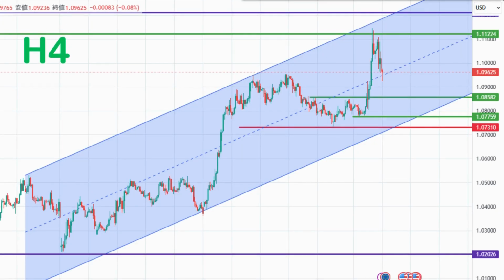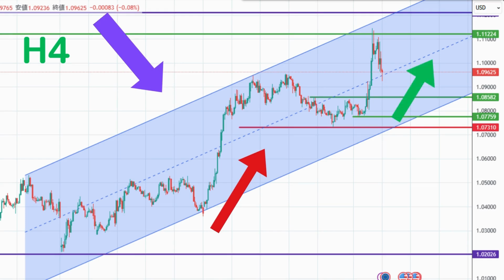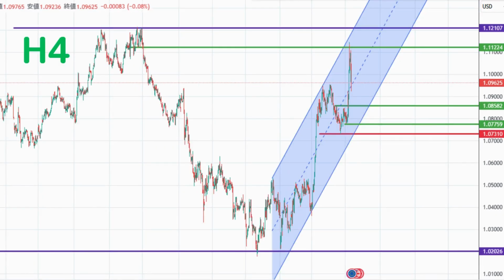Let's now check the 4-hour chart. Here's how the price looks. I'm currently viewing the chart as an uptrend. The 4-hour chart shows the support line here, and as long as the price stays above this line, we can consider the trend to remain upward. To summarize, on the weekly chart, we have a downtrend. On the daily chart, we have an uptrend, and on the 4-hour chart, we have an uptrend. Now let me explain the scenarios for next week.